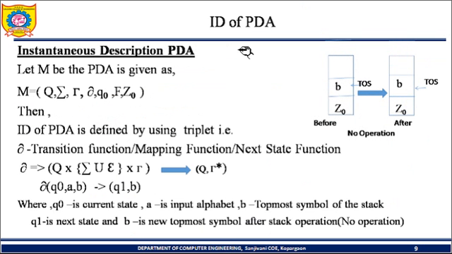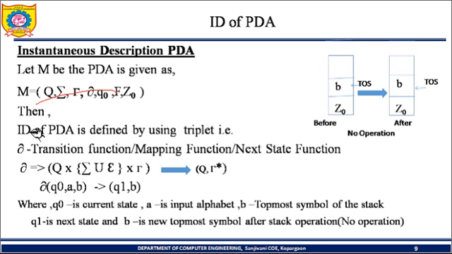Now the ID form of the PDA. ID is nothing but the instantaneous description of the PDA. So let M be the PDA, which is defined using a total 6-tuple: capital Q, a finite non-empty set of states; sigma, the set of input alphabet; the stack symbols; delta, the transition mapping function or next state function; Q0, the initial state; F, the set of final states; and Z0, the initial stack symbol.